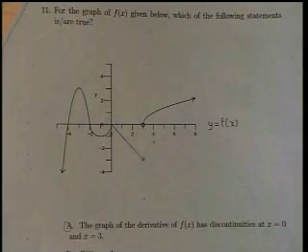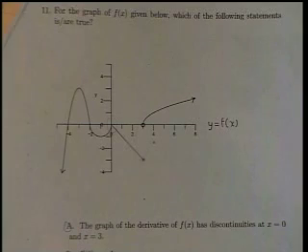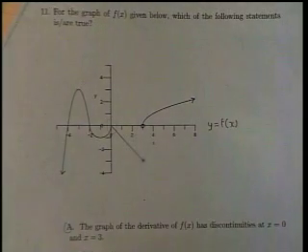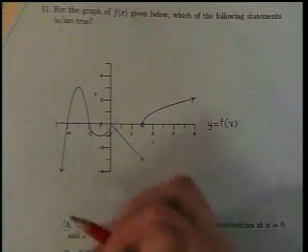So we can only take the derivative when the function is continuous and there's not a corner or a cusp. So that is true. So we do not have derivatives at 0 or 3, so the graph of the derivative will have discontinuities there. So we know that A is true.